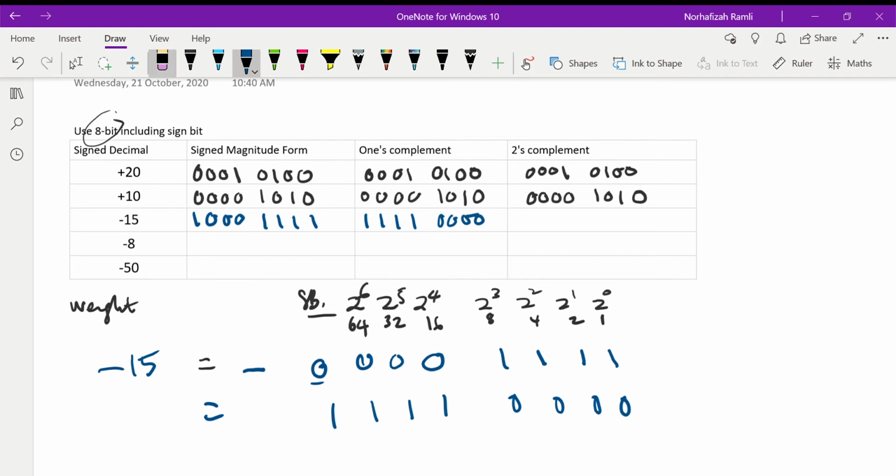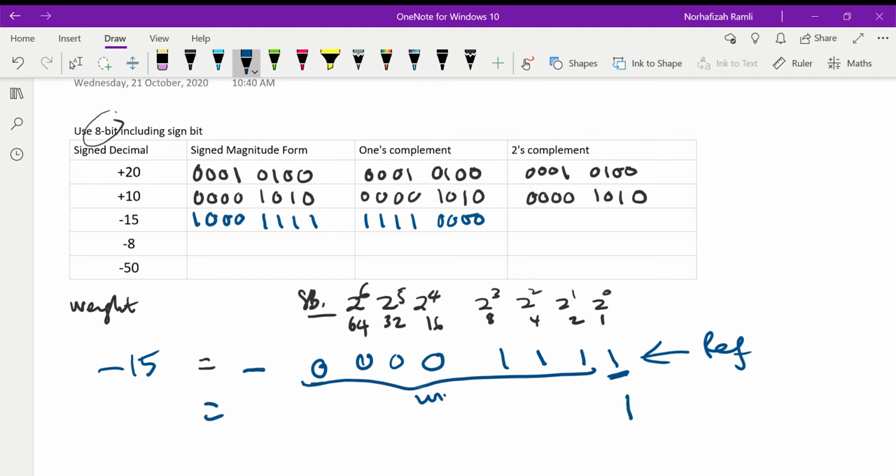Now for two's complement, your reference is the binary, not the one's complement. From the binary, you copy the first 1, and the rest you invert or complement, including the sign bit. So it becomes 0, 0, 0, and only this one you copy, and the rest you invert, so it becomes 1, 1, 1, 1. So this is two's complement. That means this becomes 1, 1, 1, 1, 0, 0, 0, 1.